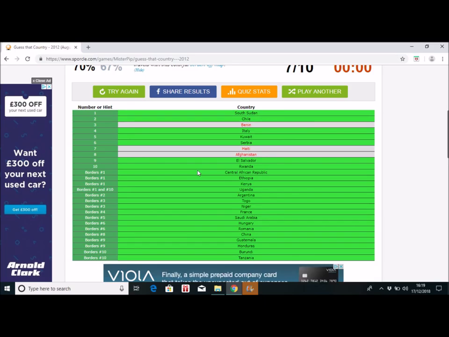I just didn't like how, if it came up on the side, I got really excited thinking that I got a country, like with the Central African Republic at the end, but then I realised it was just a border. That makes sense.